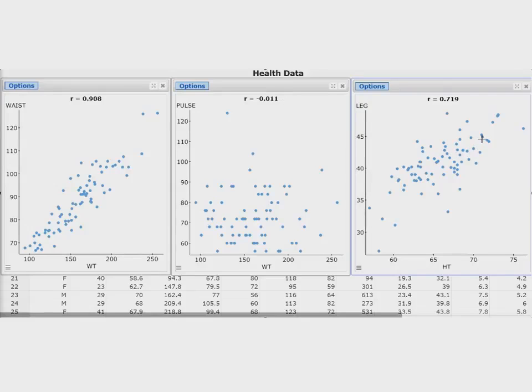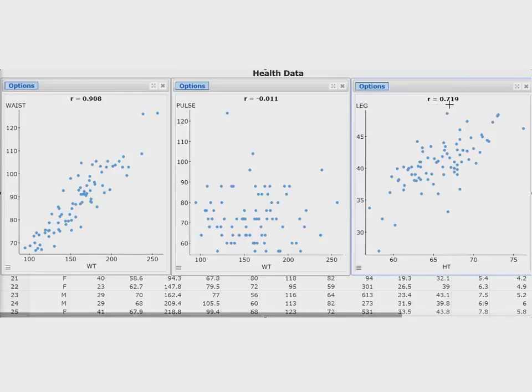And last of all, this one on the right looks like it has a positive trend. So the points seem to be going up from left to right. Not in a very obvious straight line pattern, but they do seem to be trending up from left to right.